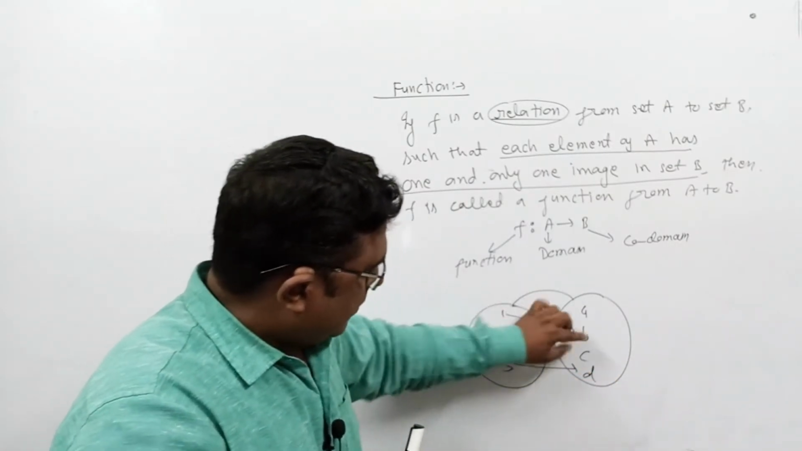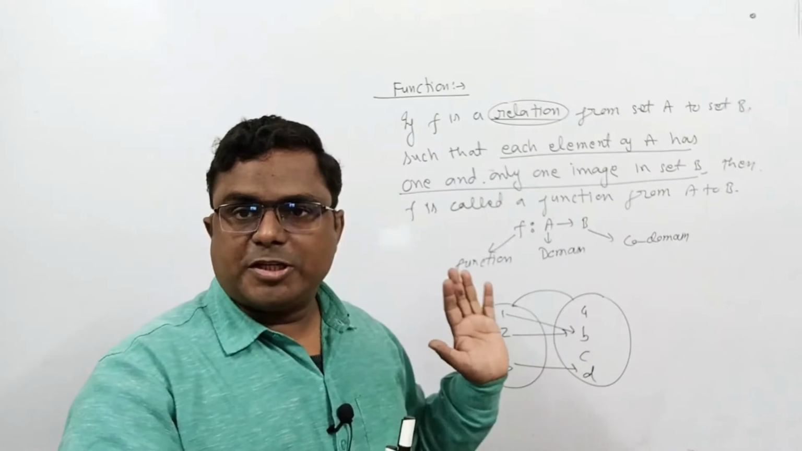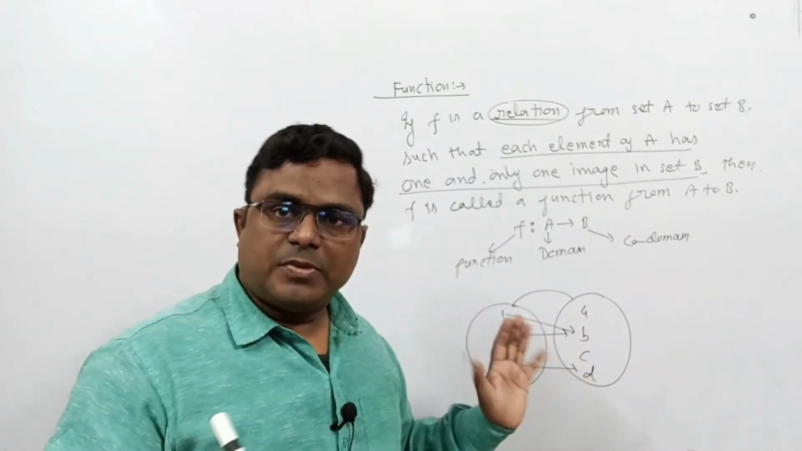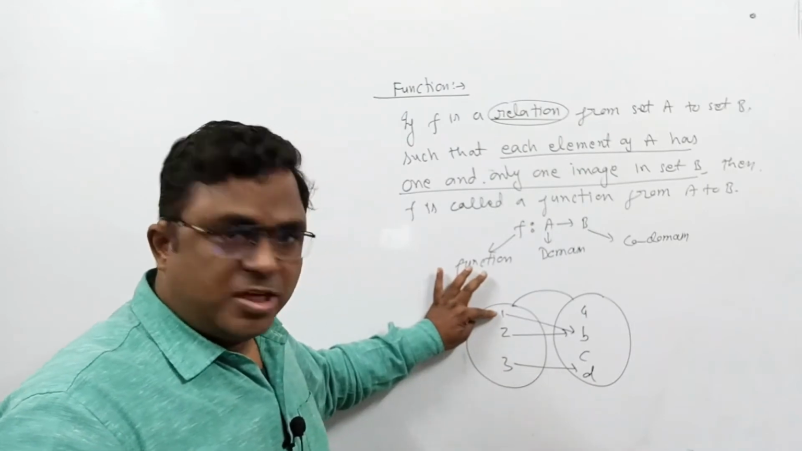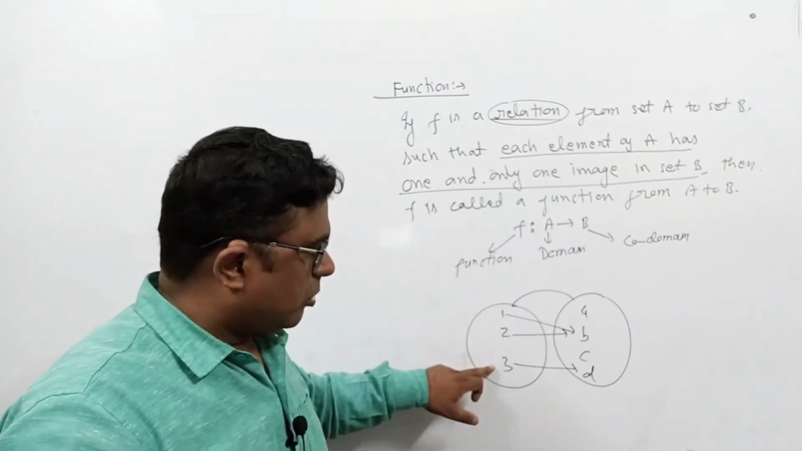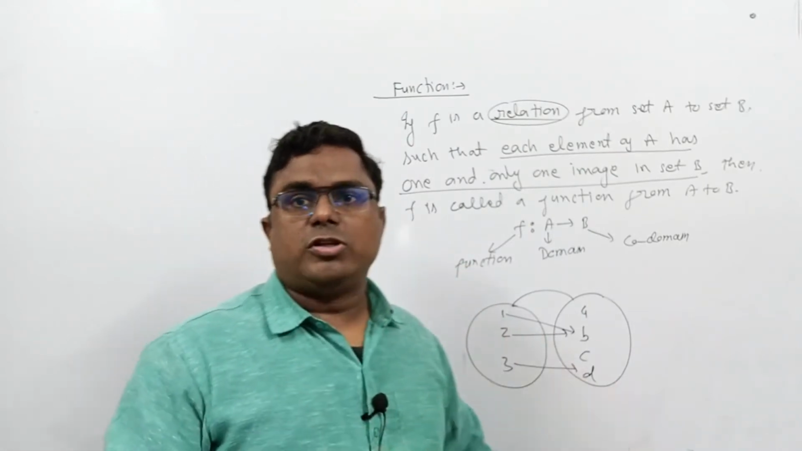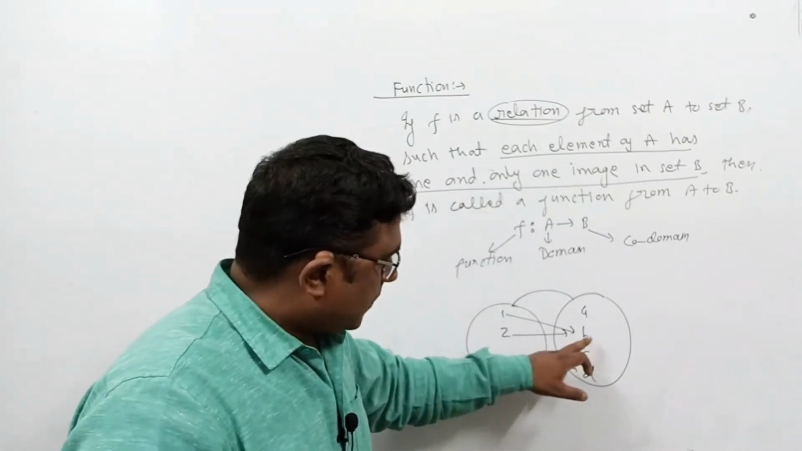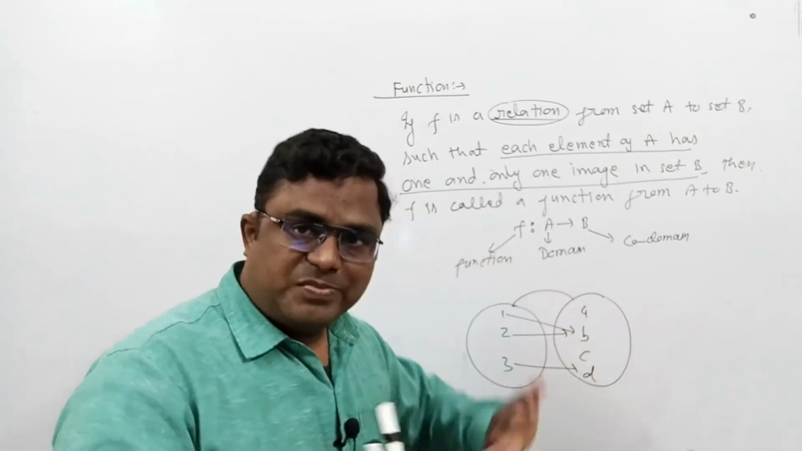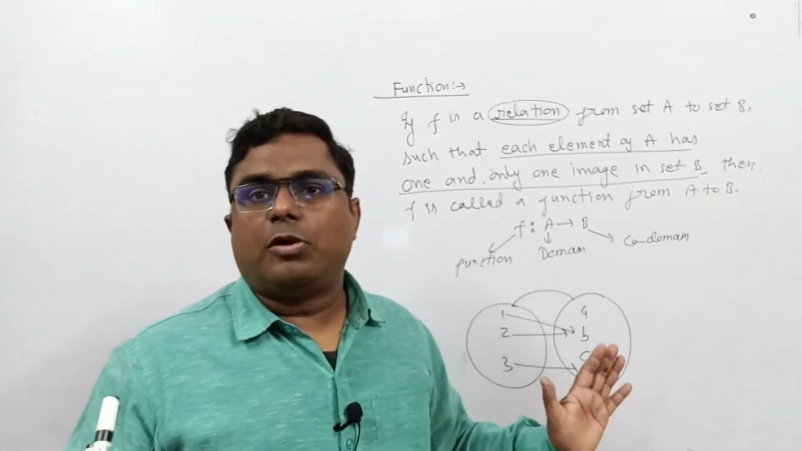So 1 is having an image, 2 is having an image and 3 is having an image. So all elements are having images. Okay, so rule number 1 is followed. Now this is not having 2 images, this is not having 2 images, this is not having 2 images. So rule number 2 is also satisfied. That's why it is a function. But here B is receiving 2 arrows, that is allowed. With that we have no problem.